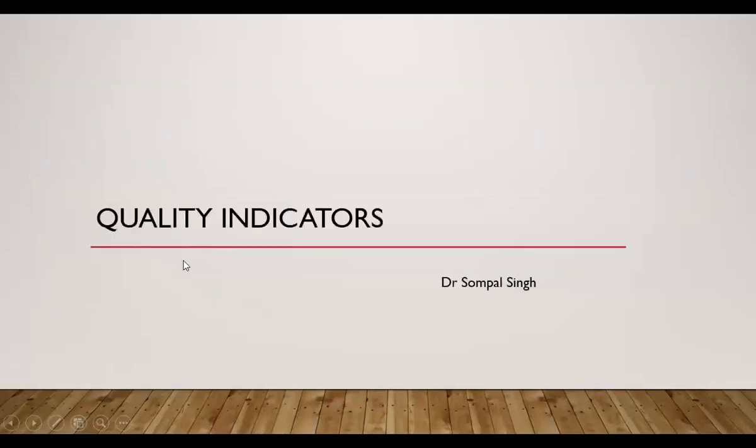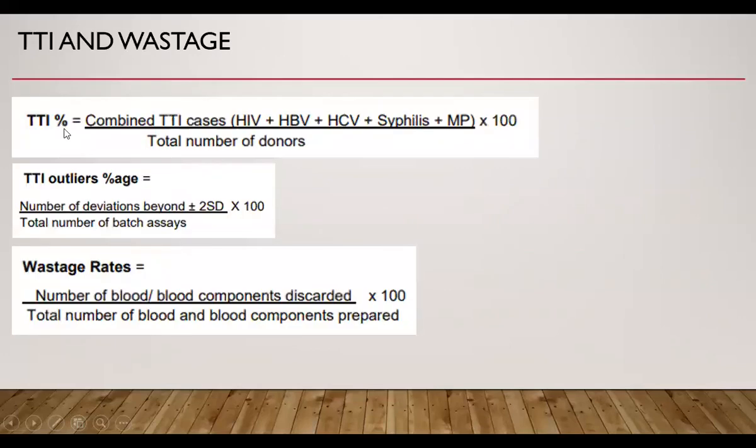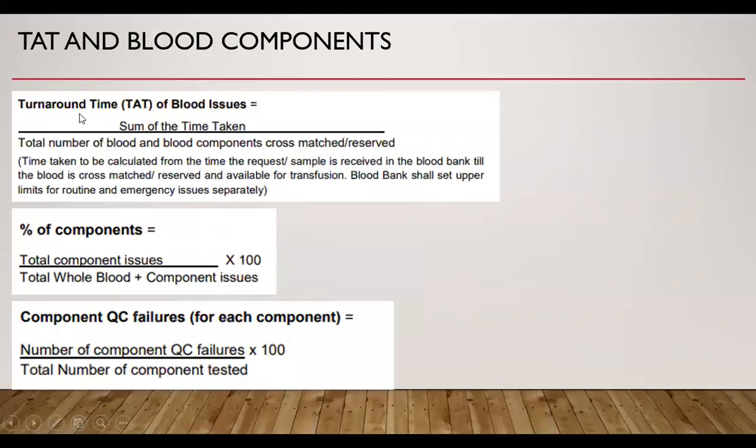And finally, a little bit about quality indicators. These are quality indicators related to transfusion transmitted infections. This is the percentage of TTI. This is the percentage of TTI outliers. And this is the quality indicator of wastage of blood and blood components. This is the turnaround time indicator. Then this is the percentage of components issued. This is the component QC failures.